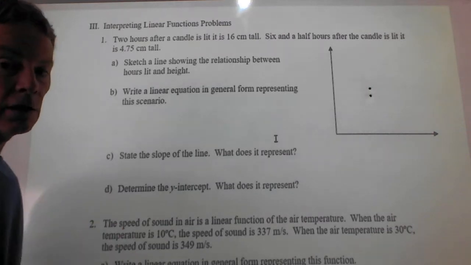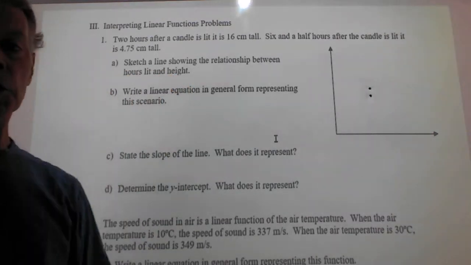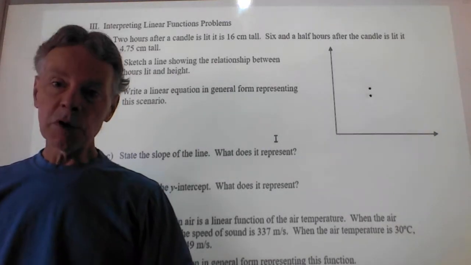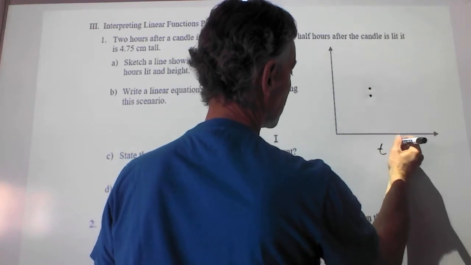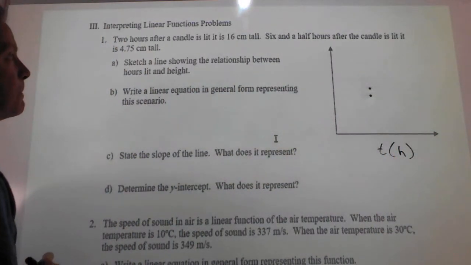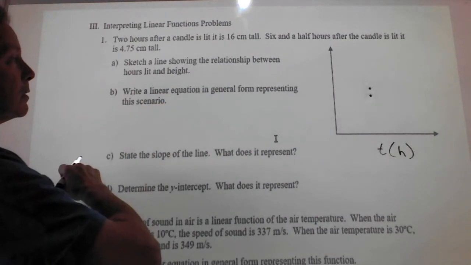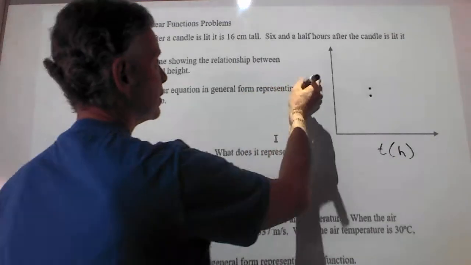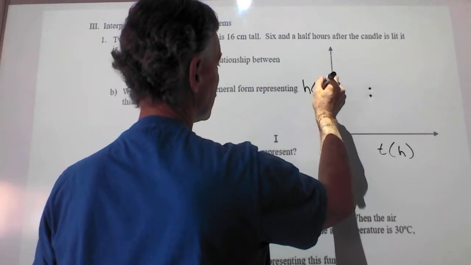So again, here are your variables. Anytime you have time as a variable, it goes on the bottom. So we have time in hours. Okay? Our other variable is the height. Make sure you include the units, centimeters.